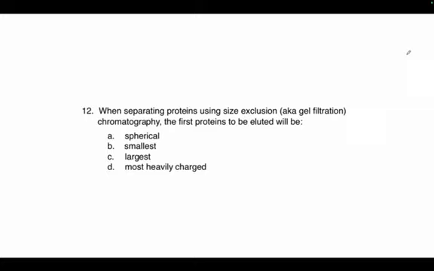When separating proteins using size exclusion chromatography, the first protein to be eluted will be dash. So as we discussed, the largest proteins will not be able to enter the pores of the matrix in size exclusion chromatography. So the larger the protein, the more quickly it will elute from the column. So the first protein to be eluted will be the largest protein.